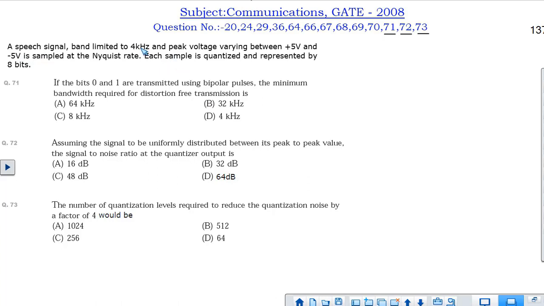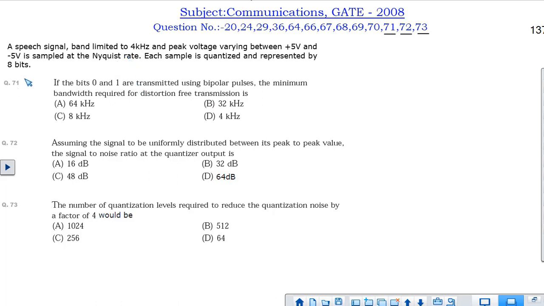So the speech signal is band limited here to 4 kHz, and its voltage can vary between plus 5 volt to minus 5 volt. The speech signal is sampled at Nyquist rate, and each sample is quantized to 8 bit. Here it is to be noted that the signal is a speech signal and it is not a sinusoidal signal.